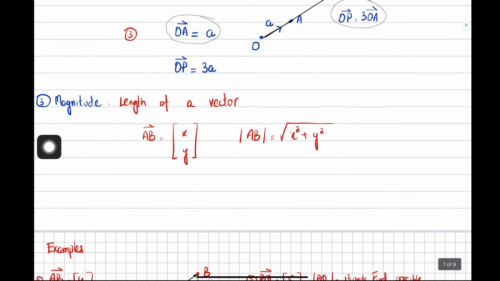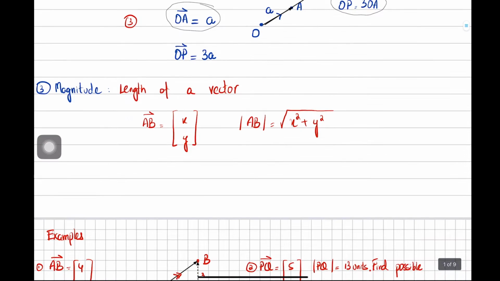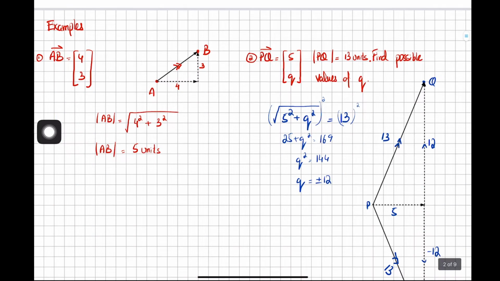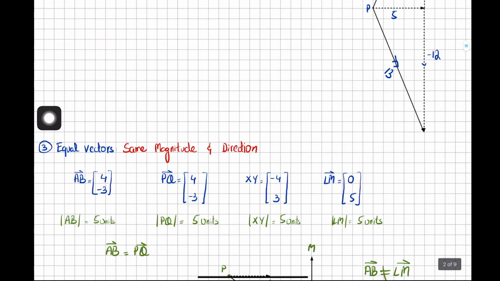Then how do you calculate the magnitude of a vector? Magnitude is basically the length of a vector, and you do that like calculating distance: square root of x squared plus y squared. So basically the square root of the square of the x component plus the square of the y component. Then we did a few examples where we were given a vector and had to find the magnitude, or in some cases we were given the magnitude and had to find the possible values.